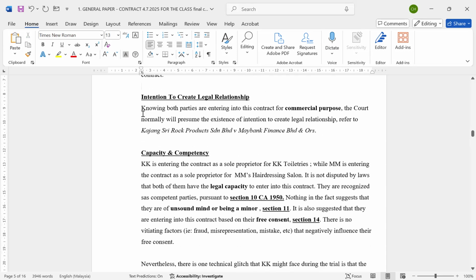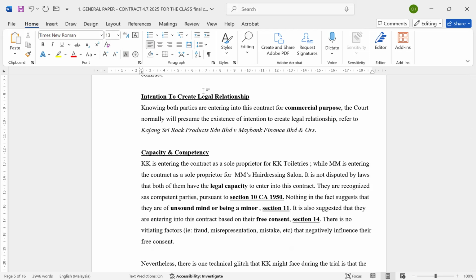Contract at this moment. Okay. And then subsequently, you go on to discuss the other element. That is the intention to create legal relationship. You put it very simple. Both parties are just acquaintance and they are entering this contract for commercial purpose.